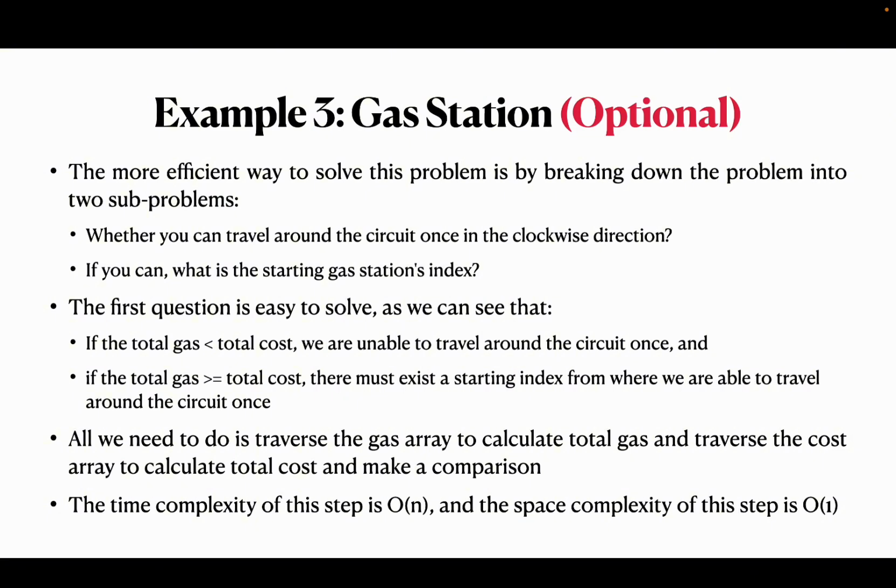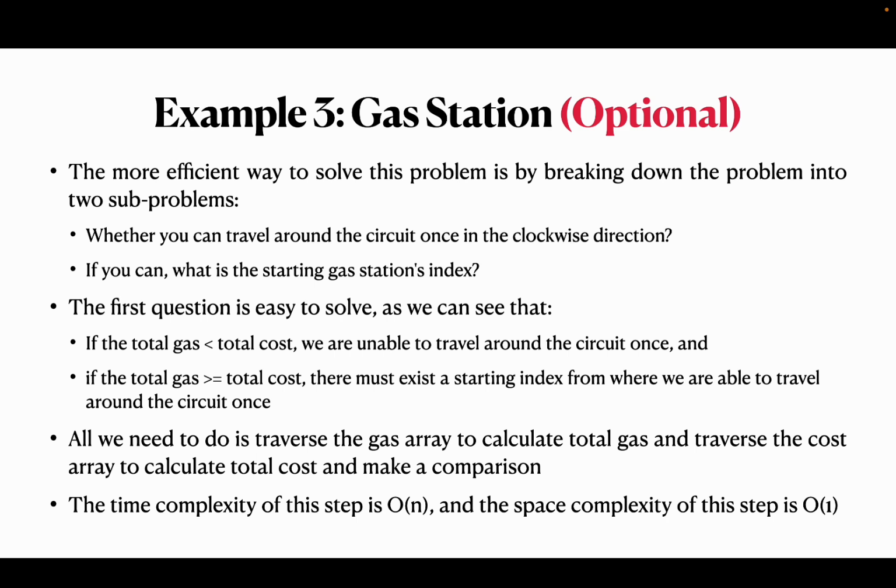The first question is easy to solve. If the total gas is smaller than the total cost, we can be sure that we are unable to travel around the circuit once. But if the total gas is greater than or equal to the total cost, we can be sure that there must exist a starting index from where we are able to travel around the circuit once.